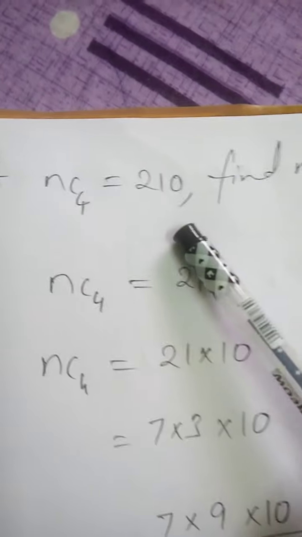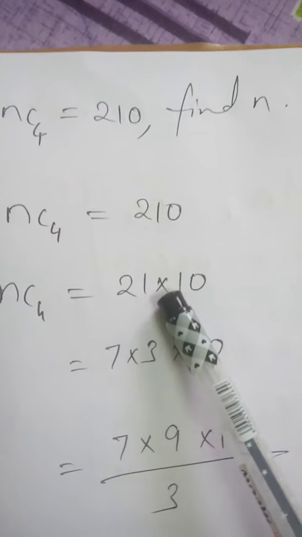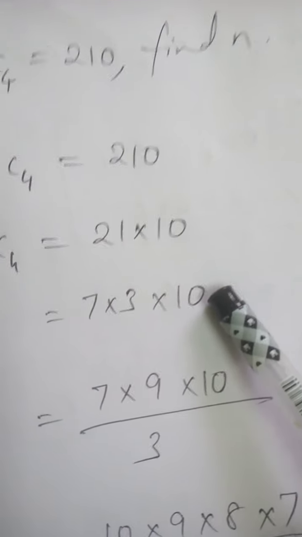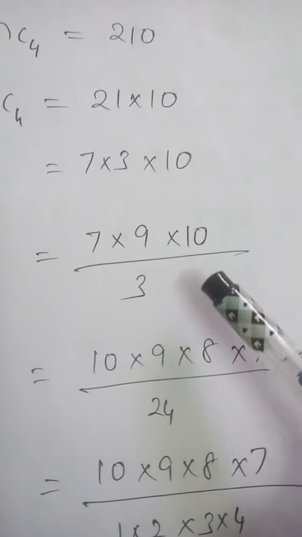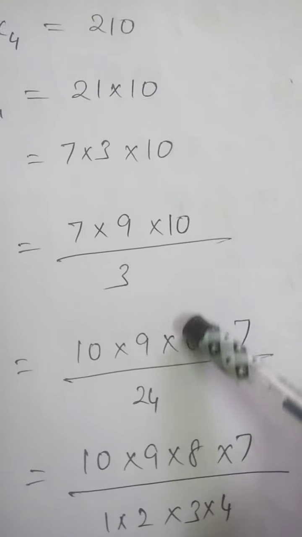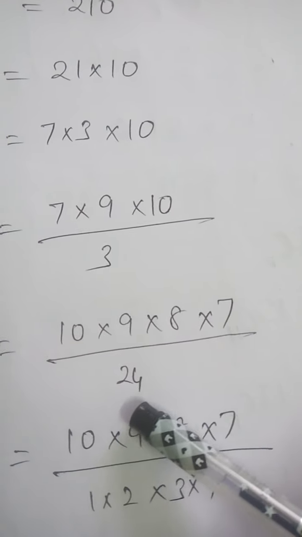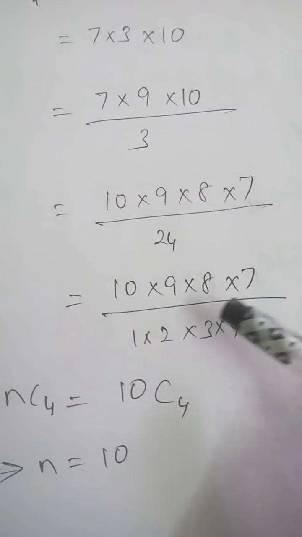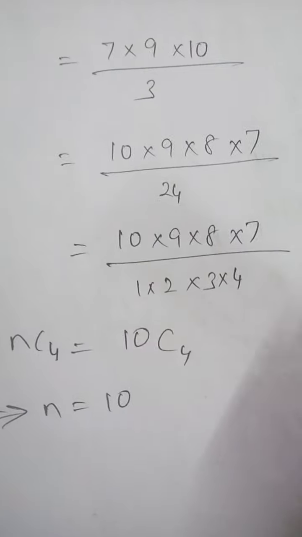If NC4 is equal to 210, find N. NC4 is 210, which is 21 into 10. I can write this as 7 into 3 into 10. Multiply and divide by 3, so 7 into 9 into 10. Again multiply and divide by 8. So it can be written as 10 into 9 into 8 into 7 by 24, where 24 is 1 into 2 into 3 into 4. This is nothing but 10C4. So N is equal to 10.